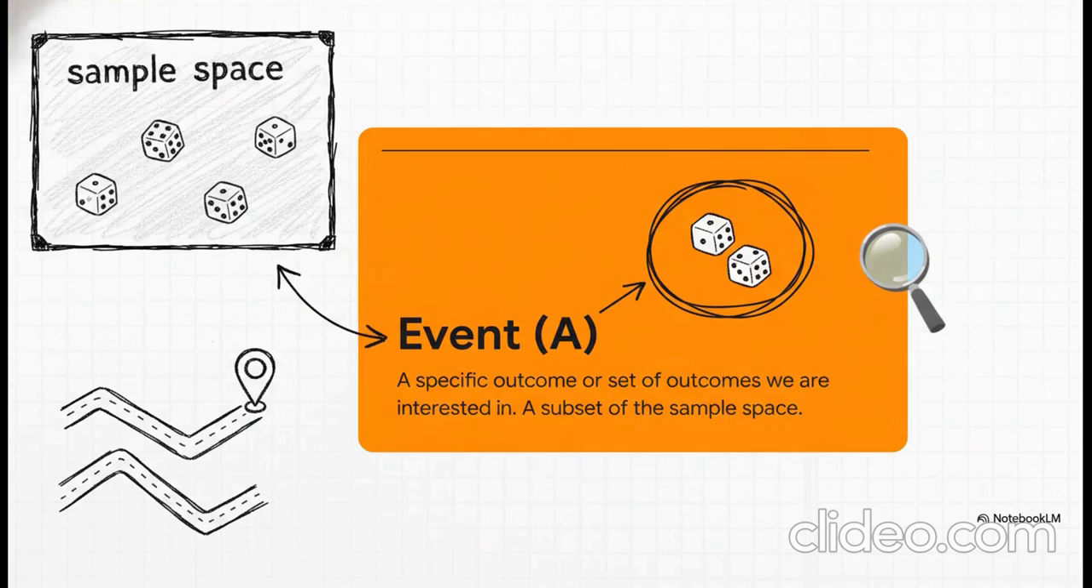Now, inside that universe, we're usually not interested in everything at once. We care about a specific outcome, or maybe a group of outcomes. We call that an event. So for our die roll, an event might be rolling an even number. That would be the set containing 2, 4, and 6. On our Venn diagram map, an event is a circle inside the box. It's a specific destination we're focused on.